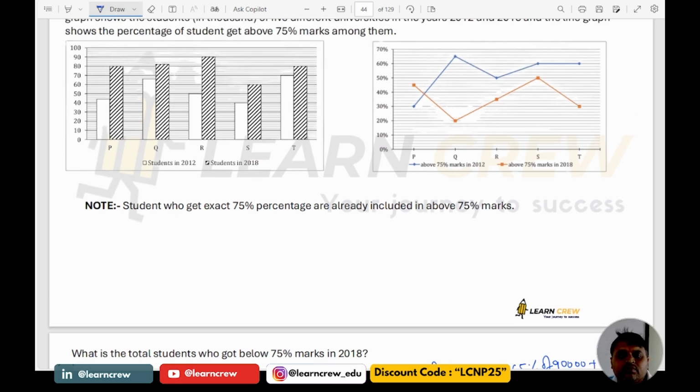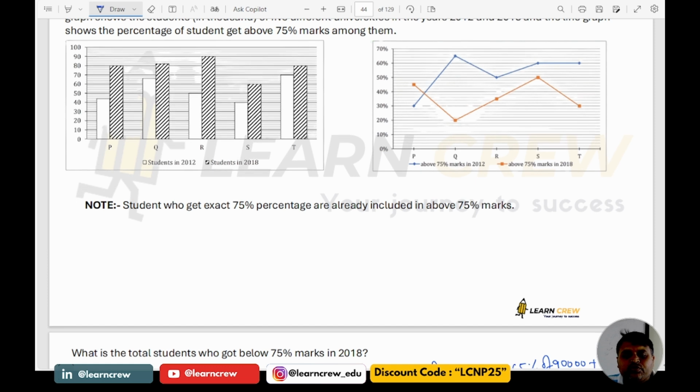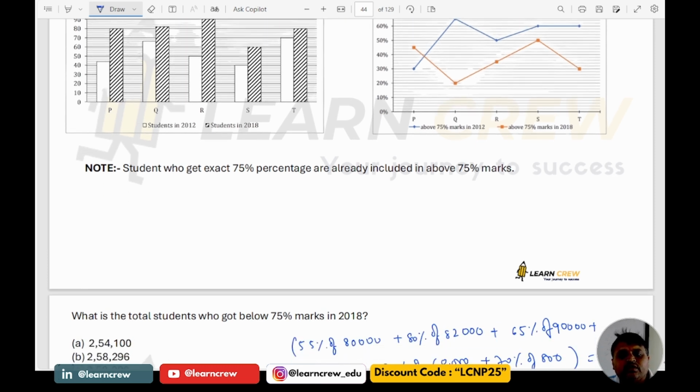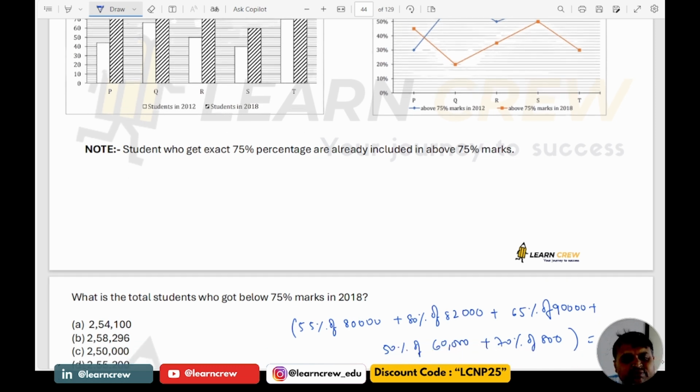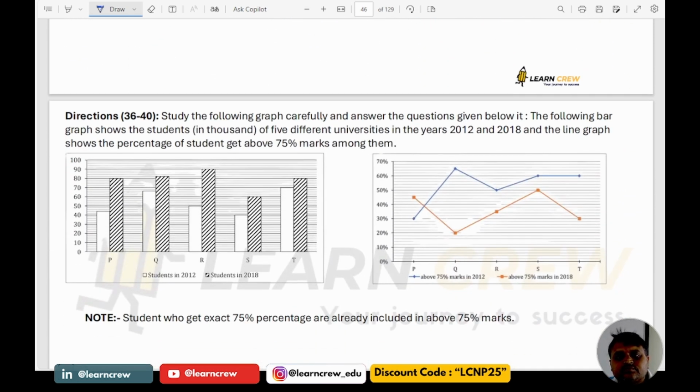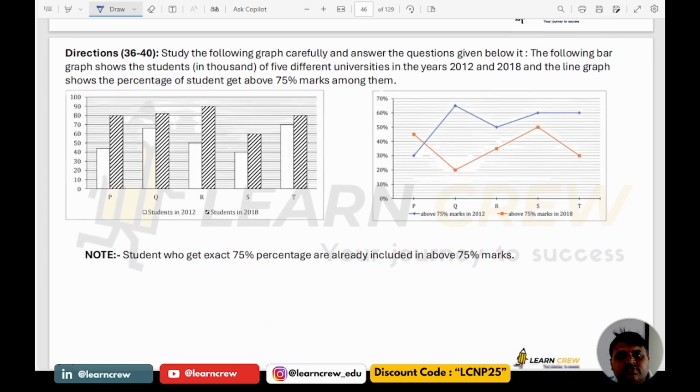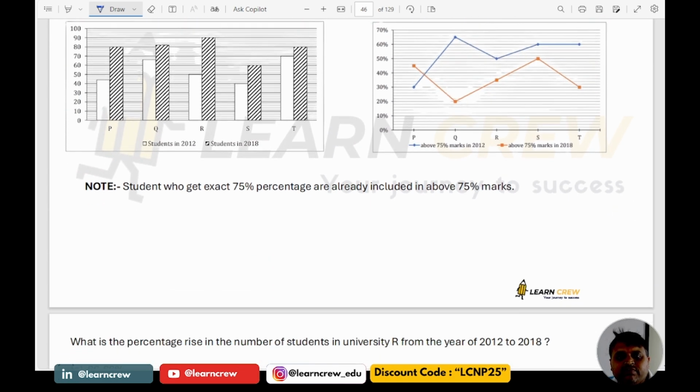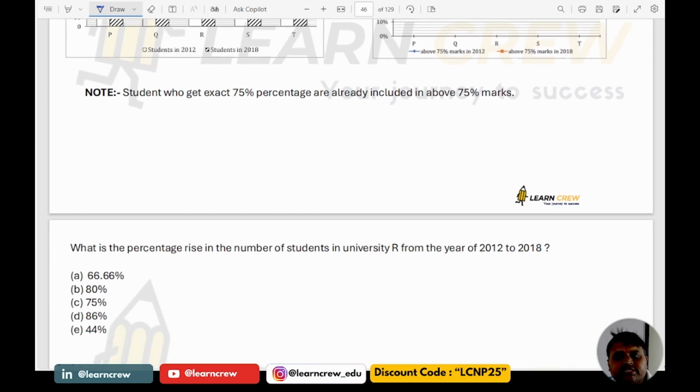What is the total number of students who got below 75% marks? So you can say 55%, then 80%, 65%, the next is 50%, next is 70%, correct? If you add everything, you will get 2,54,100. Now next. See the difference. One place has the question, the other place has the graph, so it's difficult to explain.